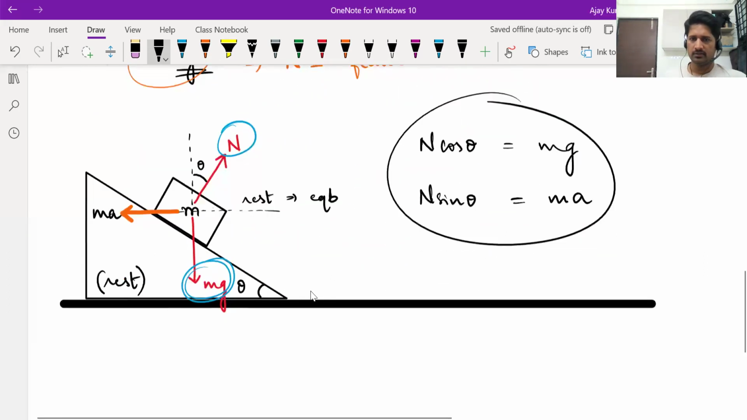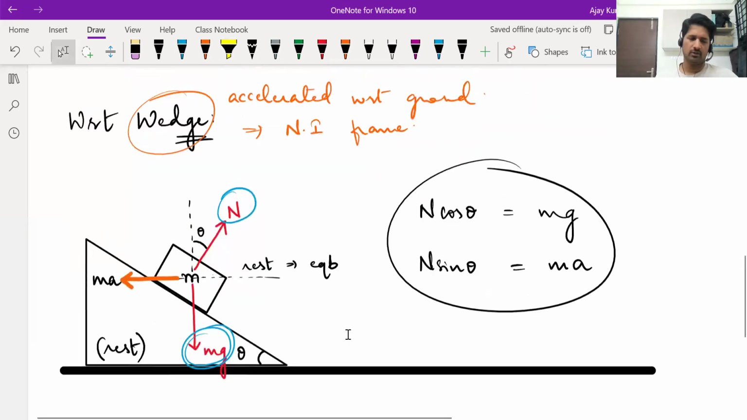Okay. So you can solve problems from the ground frame itself, but some situations will be easier to analyze and write equations for if you make one of the objects the reference. But if that object is accelerated, then you'll have to apply a pseudo force to explain what is happening. Okay.